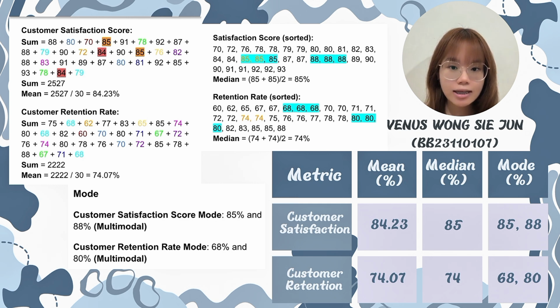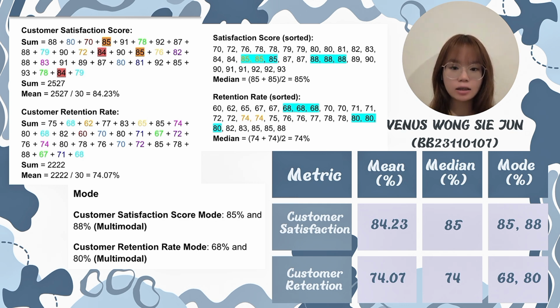In conclusion, customer satisfaction scores are generally higher than retention rates. The average satisfaction is 84.23%, while average retention is 74.07%. The data shows that while customers are happy, companies may need to work more on retaining them. This analysis helps businesses see where to focus, maintaining satisfaction while improving loyalty.